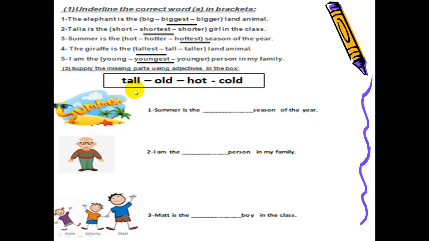Okay, let's go to the last exercise. Supply the missing parts. Okay, we will use one of these adjectives in each part. Okay, number 1, summer is the hottest season. Number 2, I am the oldest person in my family. Number 3, the last one, Matt is the tallest boy in the class.